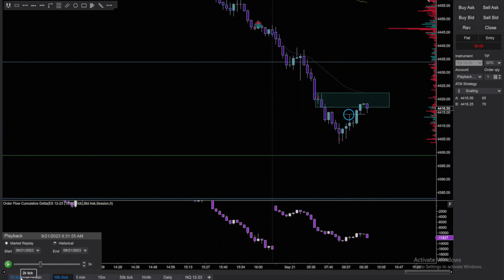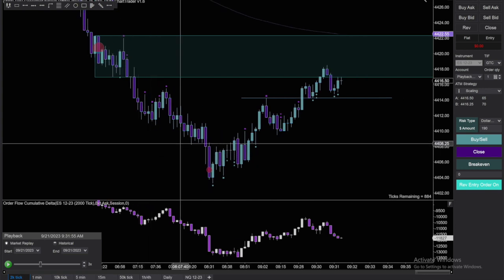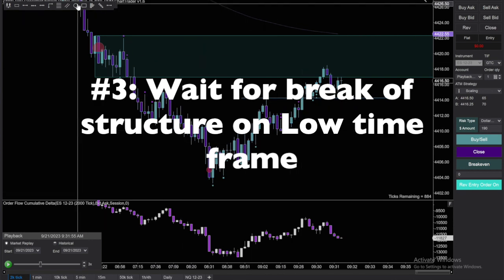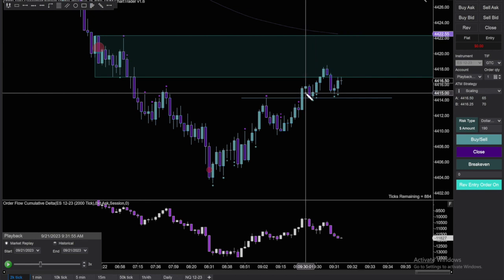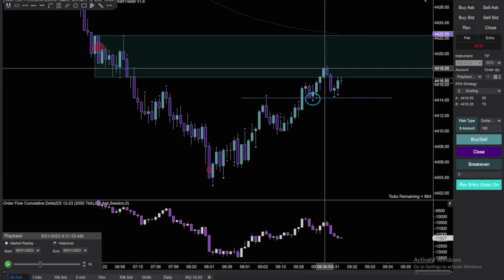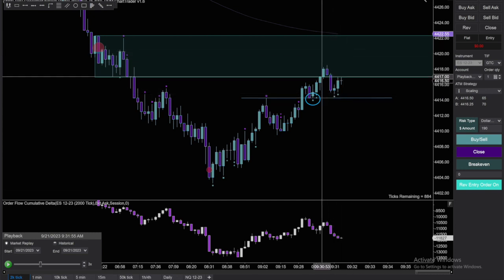So criteria 1, high time frame and intermediate time frame are trending in the same direction. Criteria 2, the lower time frame is trending counter to those higher time frames. And all we're waiting for here is for structure to break on the lower time frame. So the last valid structure we have here is this very, very small swing low here that led to this swing high. This one we don't totally count because it didn't lead to a new swing high yet.